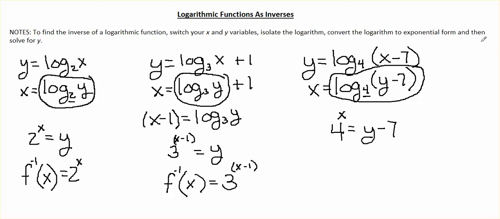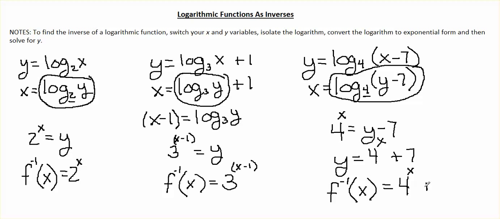And now we have a case where we have to solve for y. We have this negative 7 on the same side as y. So we're going to add that 7 to both sides. And we get 4 to the x plus 7. That plus 7 is not in the exponent. Okay, we're not adding numbers to our exponent. We're going to add it to both sides. And then we're just going to rewrite in our inverse notation. The inverse of function f is 4 to the x plus 7. And that's how you find the inverse of logarithmic functions.